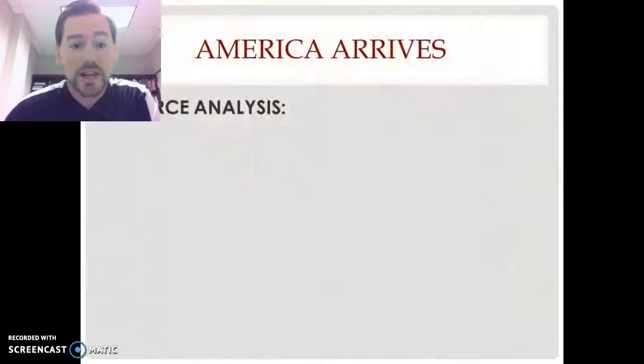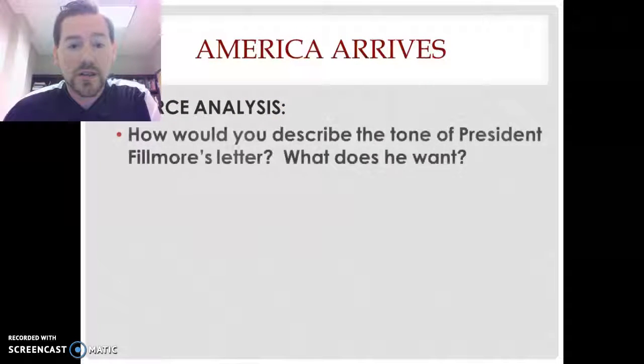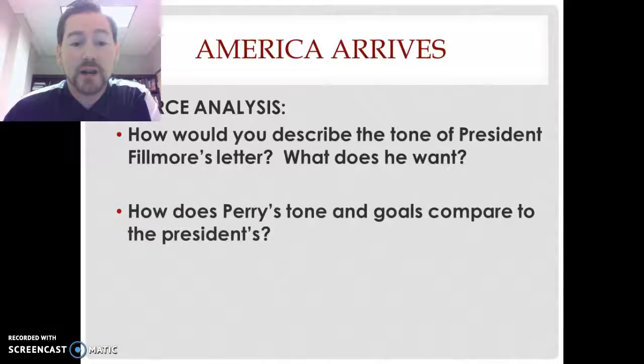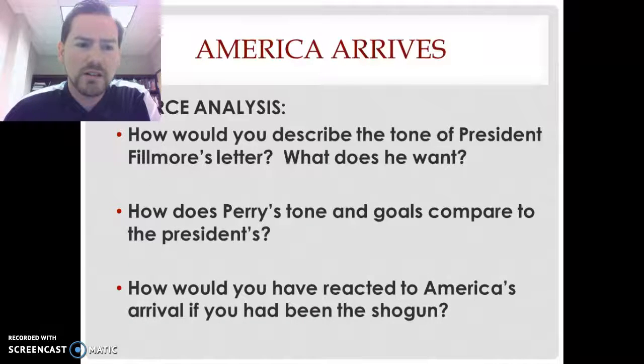And that's why I wanted you to look at these sources. So think about when you read these letters, there are three different ones. One's from the president, Millard Fillmore, and the other two are from Perry. How would you describe the president's tone, and what does he want compared to Perry's tone and the goals that he wants? And then, if you had been the shogun at the time, how would you have reacted to these letters?